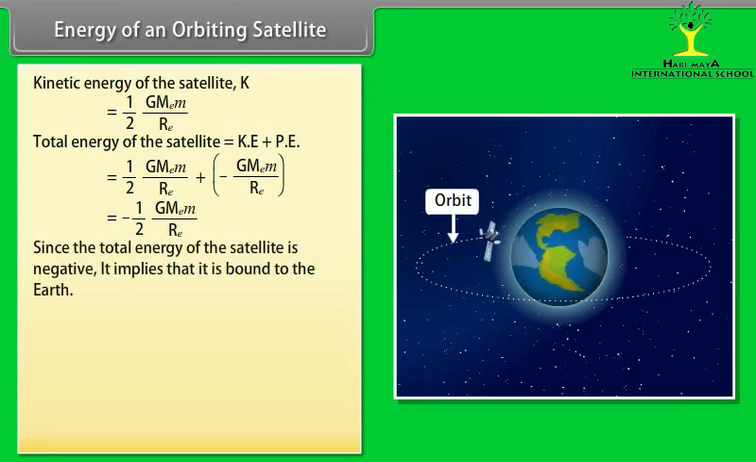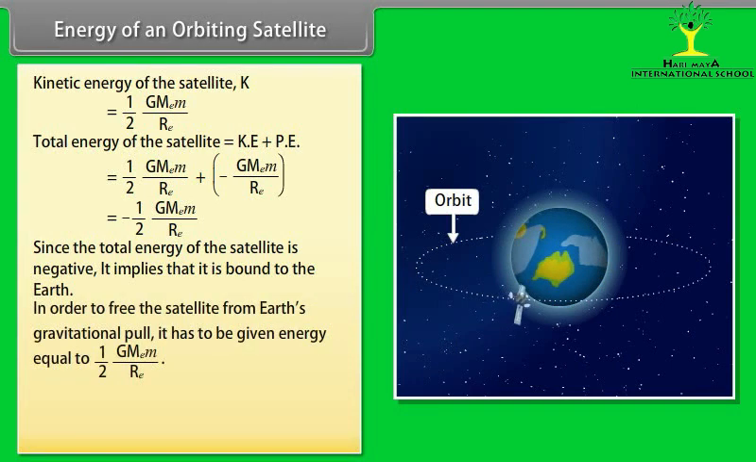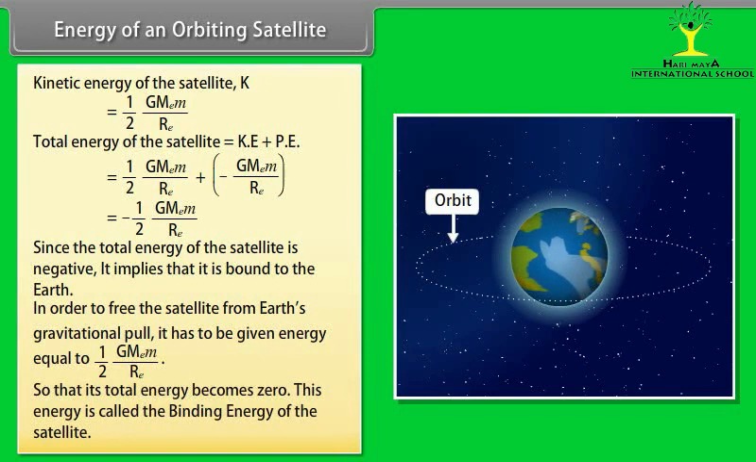Since the total energy of the satellite is negative, it implies that it is bound to the Earth. In order to free the satellite from Earth's gravitational pull, it has to be given energy equal to 1 by 2 GMEM divided by RE, so that its total energy becomes 0. This energy is called the binding energy of the satellite.